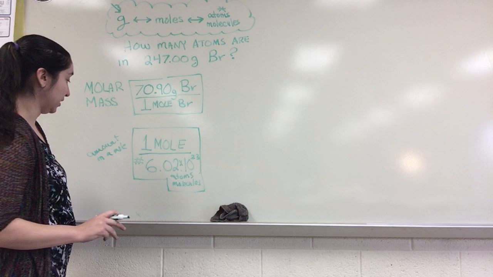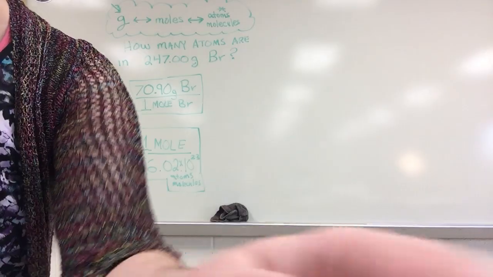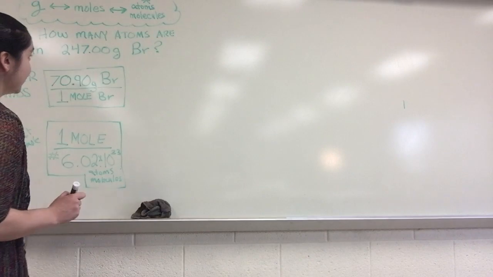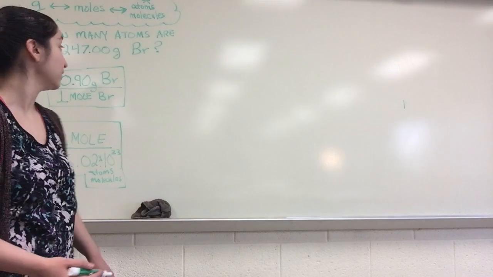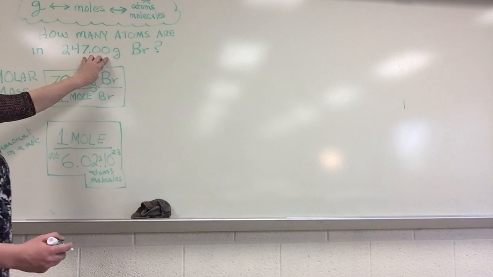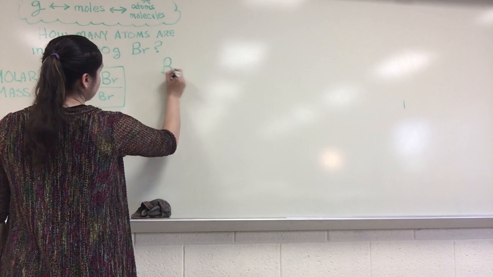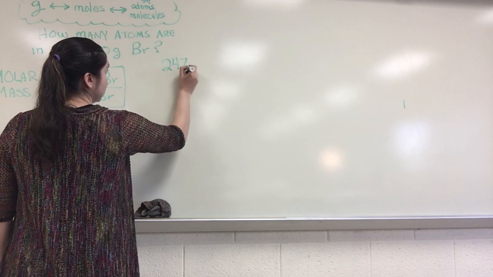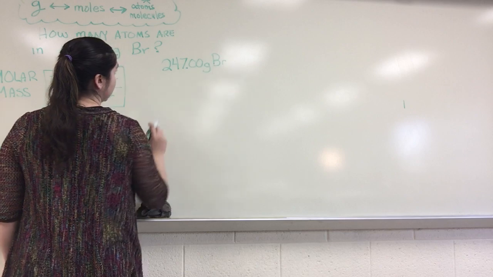So over here I'm going to go ahead and work that problem. We're actually going to turn that a little bit. All right, so here we go, setting up the problem. Now I'm just going to take what's been given to me. Right here, it says 247 grams of bromine. So I'm going to take that. You always start with what the problem is giving you. 247.00 grams of bromine.